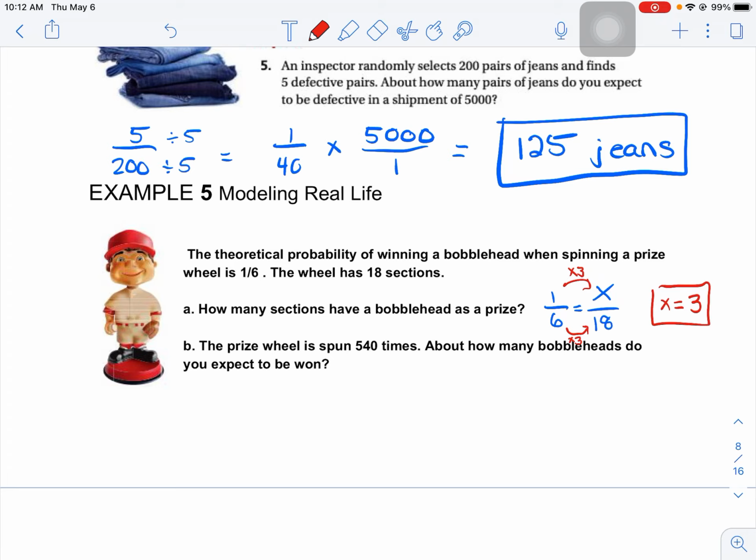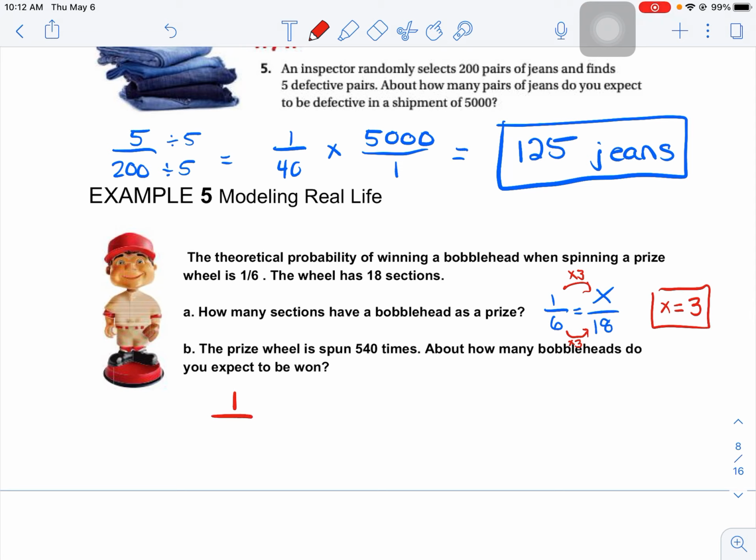Okay, and then the last one, it says the prize wheel is spun 540 times. About how many bobbleheads do you expect to be won? So again, remember, we're winning 1/6 of them, or 1/6 of the time we're winning. And we're spinning it 540 times. Okay, so if we solve that, so 540 divided by 6, we end up with 90 bobbleheads won.